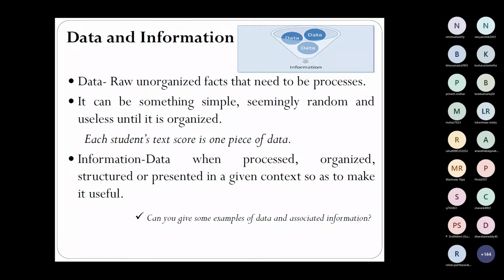So when it is unprocessed, unorganized, raw facts, we say it is data. Information means when the data is processed, organized, and presented in a given context, and it is made useful. So then we say it's information. Can you come up with some examples of data and information?